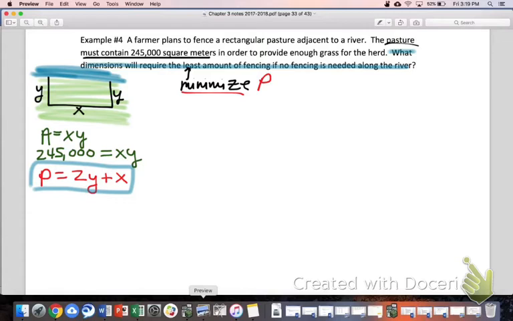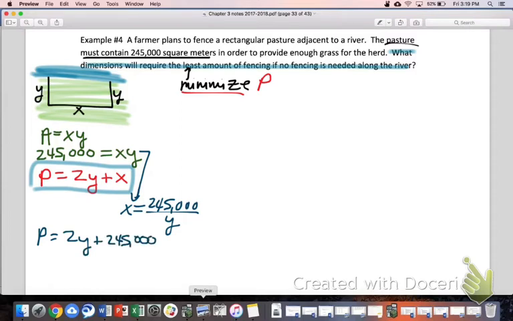Okay, so what I'm going to do is take my area equation and solve it for x. If I solve for x, I'm going to get x is equal to 245,000 over y. So that's really important that I know what to do with this now. That means in the other equation, the one that has to do with perimeter, I can replace any x's that I see with 245,000 over y. So that would look like this. P equals 2y plus 245,000 over y.